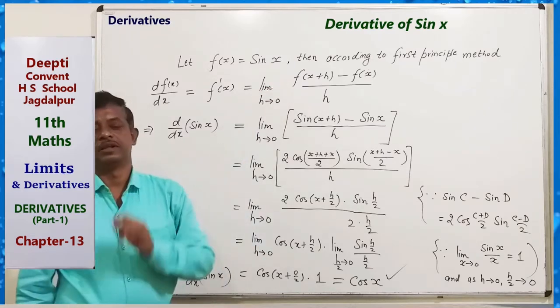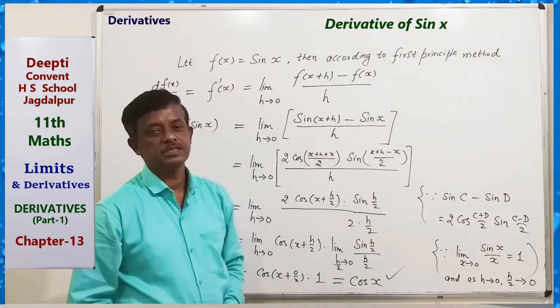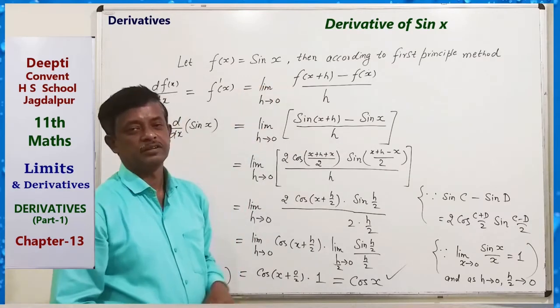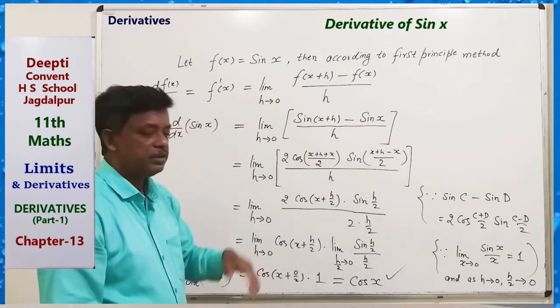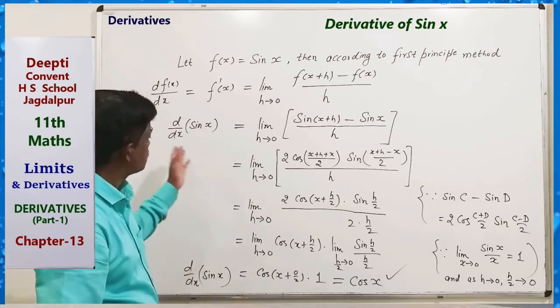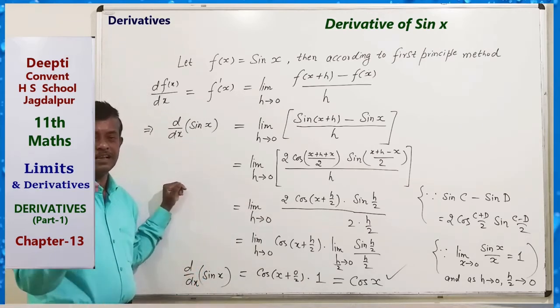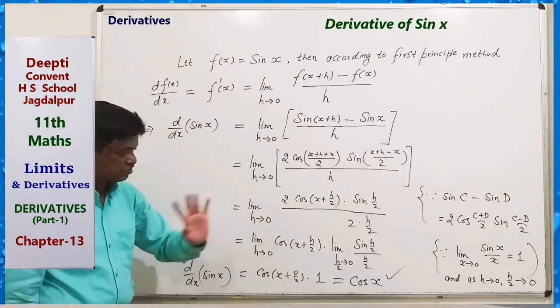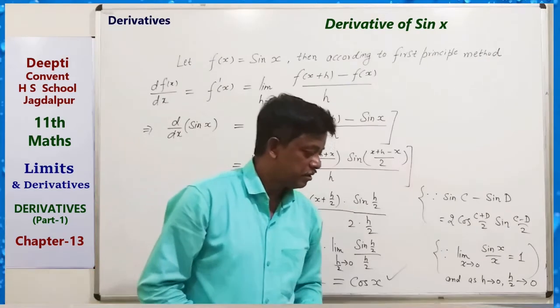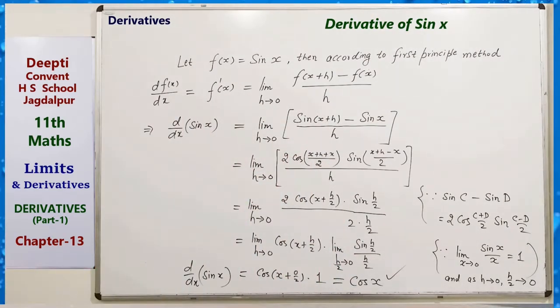So this is by the first principle method. First principle method means using this definition, we can get the derivative of a function as another function of x. So dy/dx of sin x equals cos x. Okay, so this method is called the first principle method.